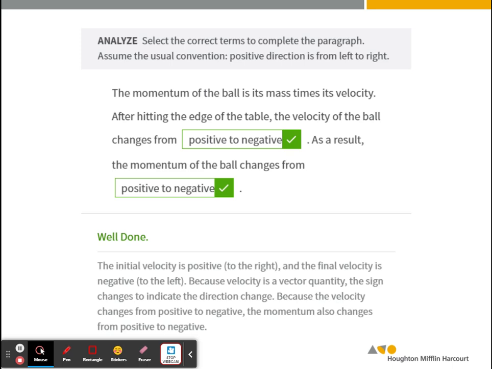You also see a little note that the initial velocity is positive to the right, the final velocity is negative to the left, as I mentioned before. Because velocity is a vector quantity, the sign changes to indicate the direction change. And because the velocity changes from positive to negative, the momentum also changes from positive to negative. So before the collision, the ball is moving in the positive direction, its momentum is in the positive direction, and after the collision, its velocity and momentum are both in the negative direction.